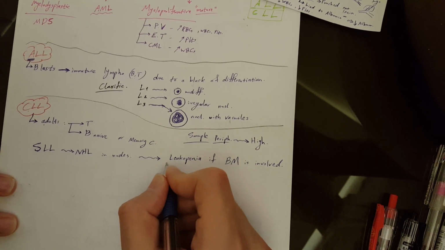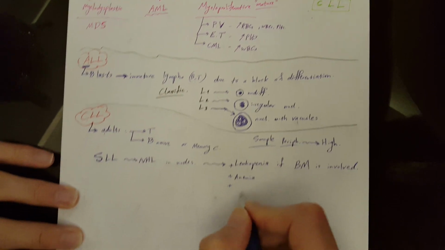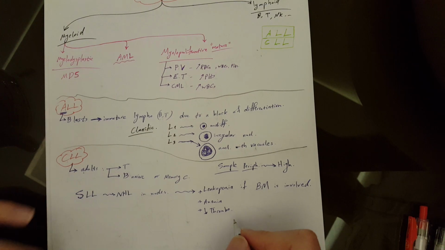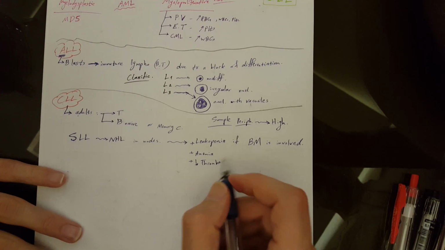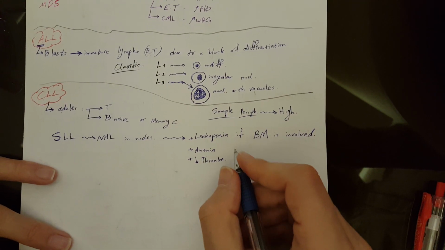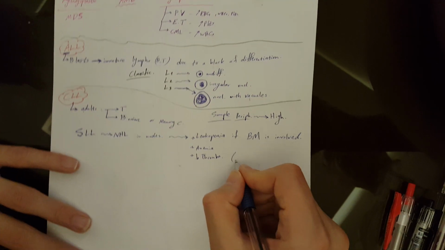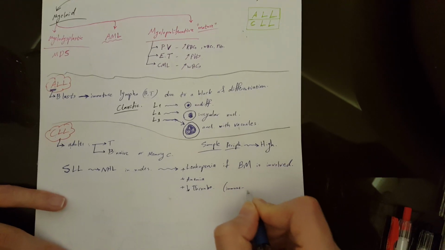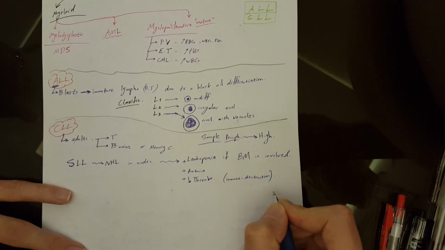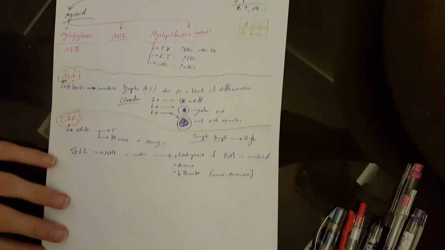So we said, of course, leukopenia plus anemia and thrombocytopenia, low thrombocytes. The thrombocytes can also be low due to immune destruction, because there are too many B cells that are not functioning properly. So the thrombocyte destruction can be immune mediated. That's it, I think, about this one.